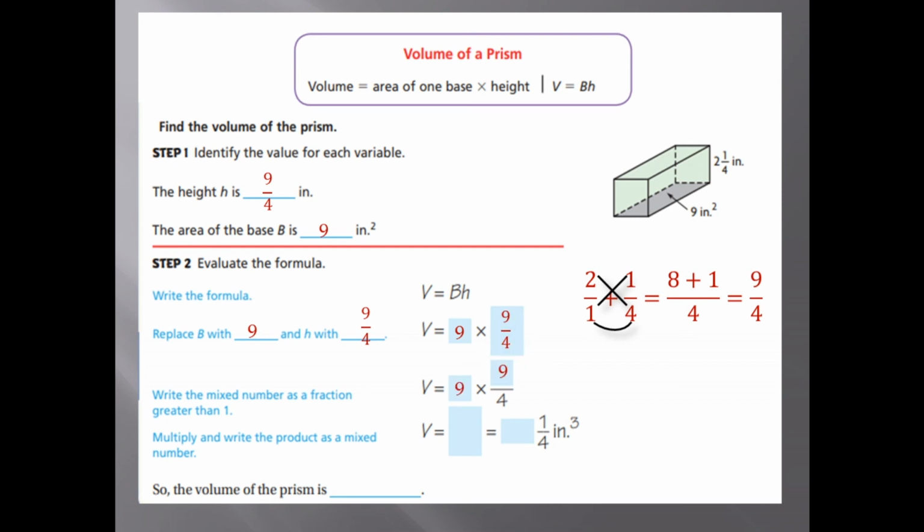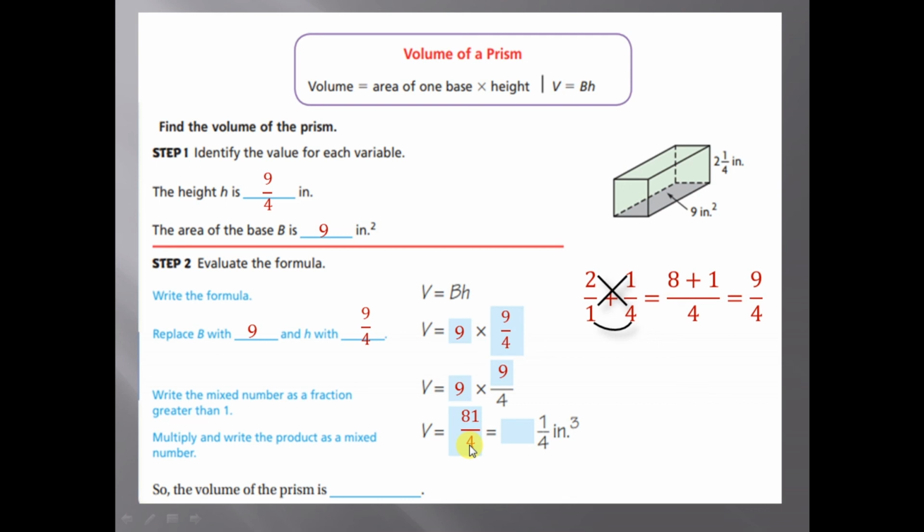Okay, now how will we multiply? We multiply denominators together, numerators together. The denominator here is already 1. So 4 times 1 is 4. And 9, the numerators together, 9 times 9 is 81. So the volume is 81 over 4.